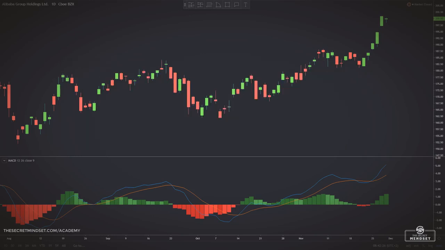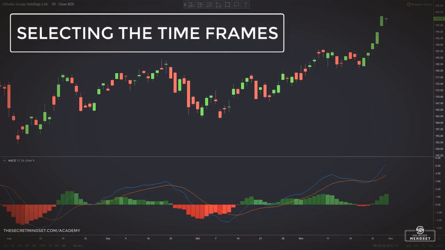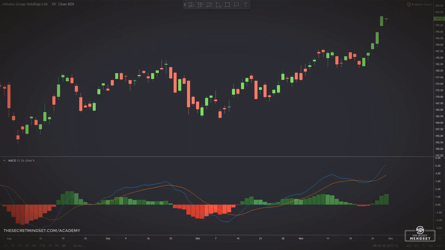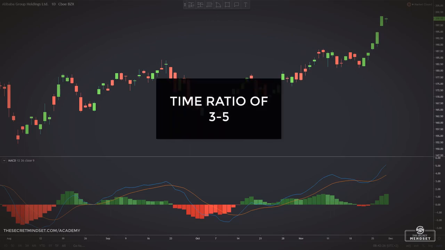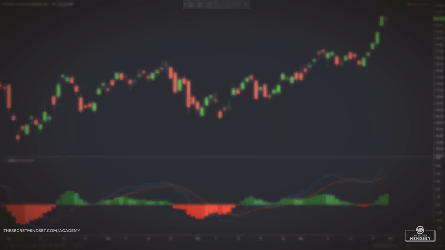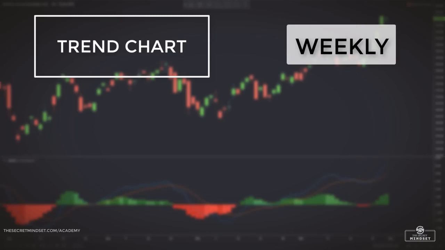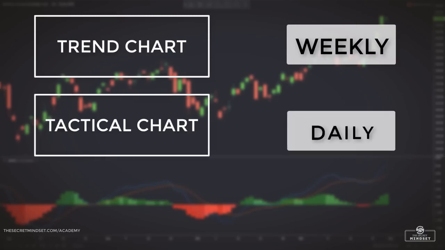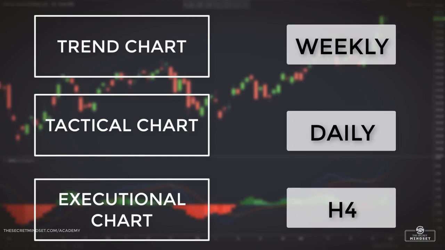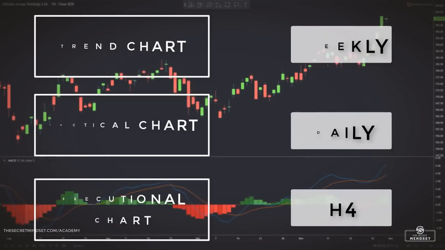Here are the steps you should follow if you want to implement the triple screen. The first step is to choose which charts to use. Most traders who use the triple screen choose a time ratio of between 3 and 5. This means that the period of each chart reduces by a factor of 3, 4 or 5 from the longest duration chart to the shortest duration chart. If the long range chart is the weekly, we divide by 5 to get the tactical chart, then by 5 again for the executional chart. If the exact period chart doesn't exist on applying this rule, the closest one is used.